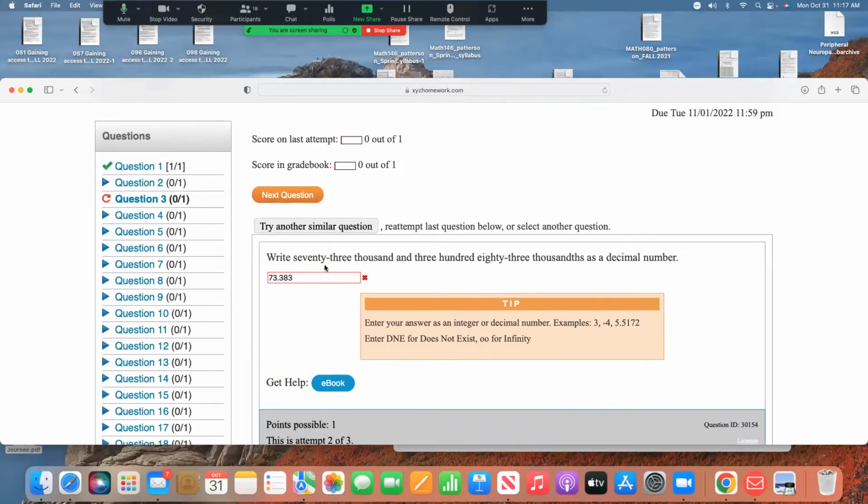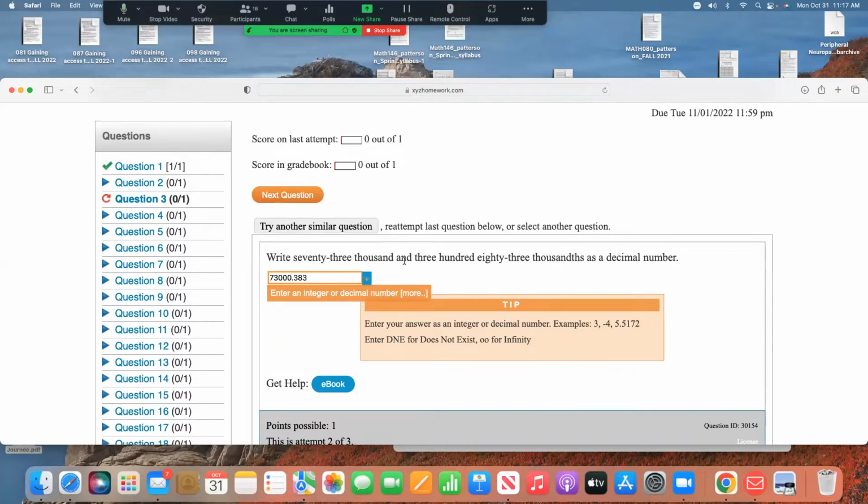Oh, I misread it. What went wrong? This is good. 70, I only saw the 73,000. You see that word right there? One, 2, 3. That's 73,000.